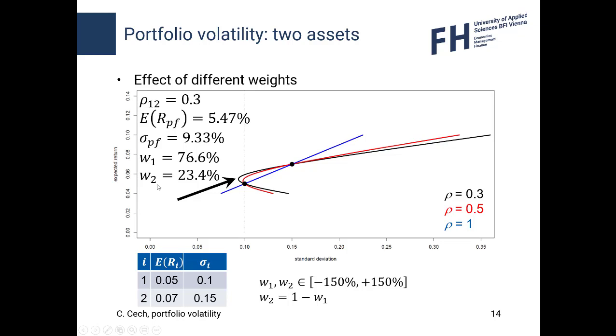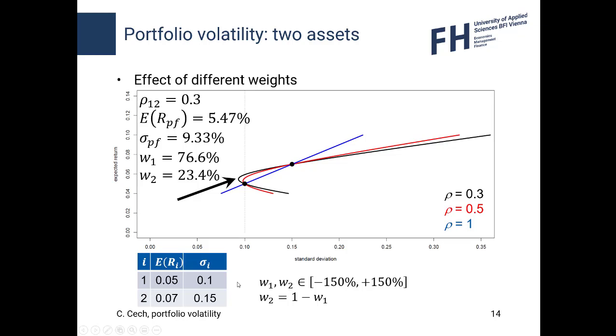So if we set the portfolio weights to 76.6% for asset 1 and to 23.4% for asset 2, we have an expected return of 5.47 and a portfolio volatility of 9.33. So this would be in this area here. We have a portfolio that has a higher expected return than asset 1, but a lower volatility.